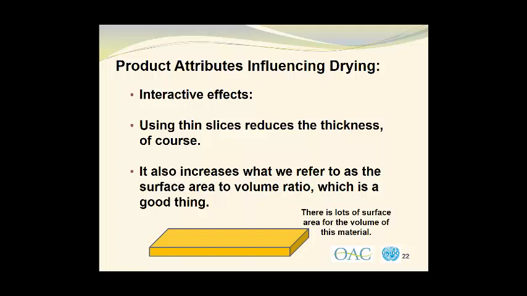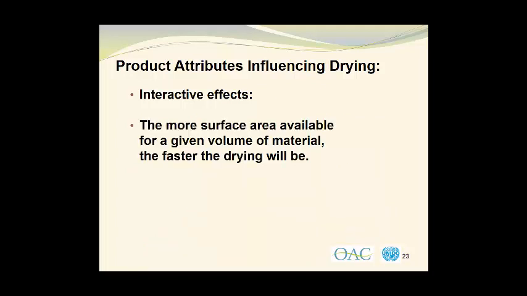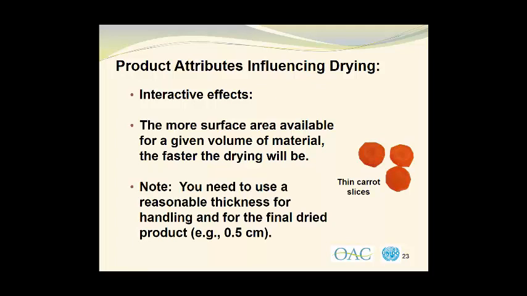In this diagram, there is lots of surface area per volume of this material. The more surface area available for a given volume of material, the faster the drying will be. And that's why we tend to cut carrots into thin slices. But please note, you need to use a reasonable thickness for handling and for the final dried product. For this reason, we tend to use a thickness of about 0.5 centimeters or 5 millimeters.